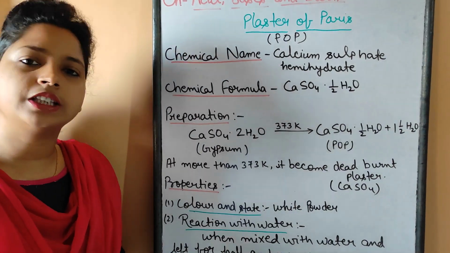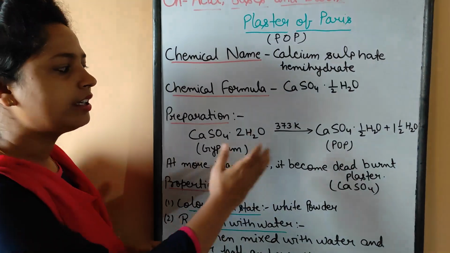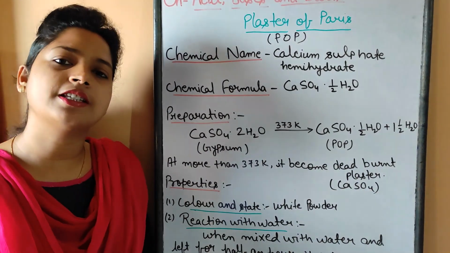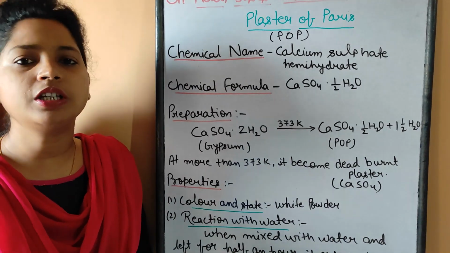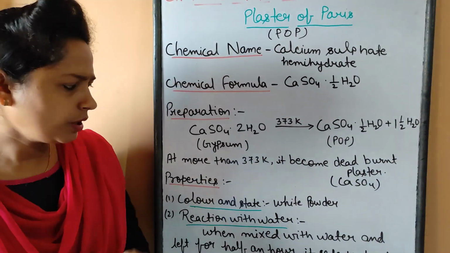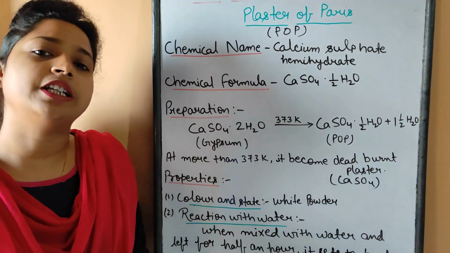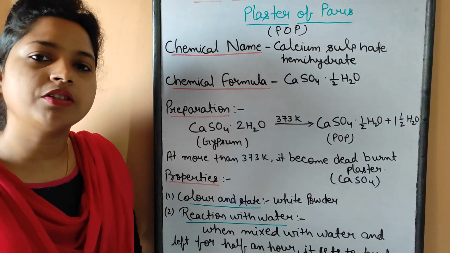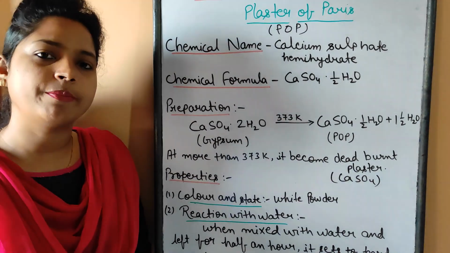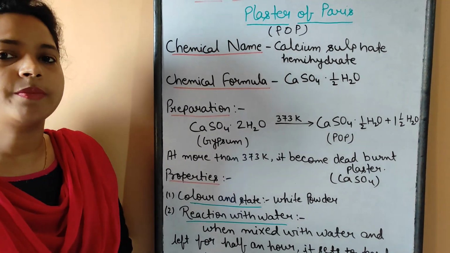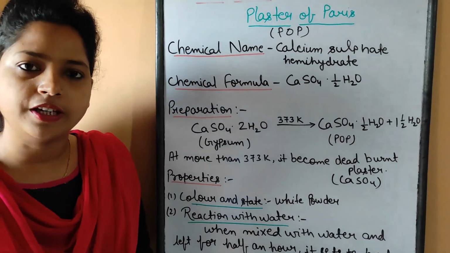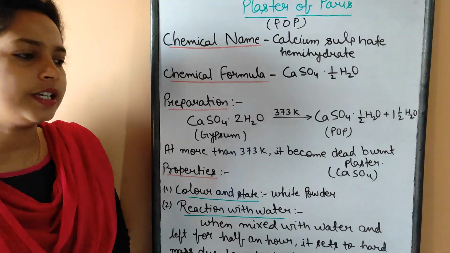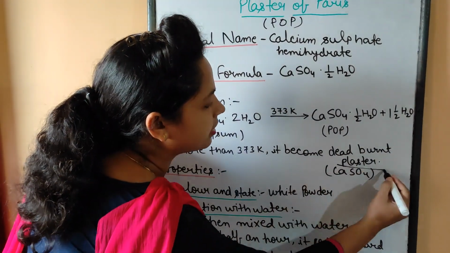किसी भी चीज को हम हीट करते हैं तो वाटर इवापोरेट होता है. Exactly 373 Kelvin पे अगर हम हीट कर रहे हैं तो half molecule रेमेनिंग रहेगा जिप्सम का, बाकी सारा evaporate हो जाएगा. If half molecule is there, it is POP. But if we keep heating beyond 373 Kelvin, then what will happen? We will get anhydrous calcium sulfate. Now this anhydrous calcium sulfate, having no water molecule, is called dead burnt plaster.